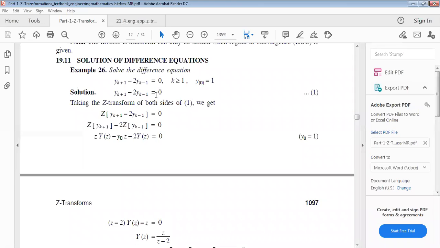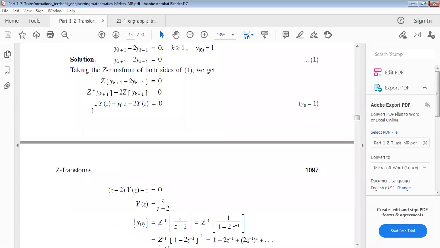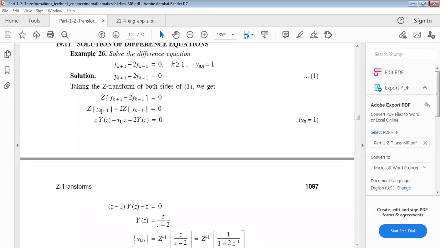Now, the solution. This equals 0, given. Now taking Z transform on both sides of this, this is equation number 1. Taking the Z transform of this sequence equals 0, now individually taking the Z transform of this minus 2 into the Z transform of this equals 0. So this can be written as Z into Y(z) minus Z into y(0), minus 2 into Y(z) equals 0, by the definition of Z transformation, for k non-negative. Remember it.